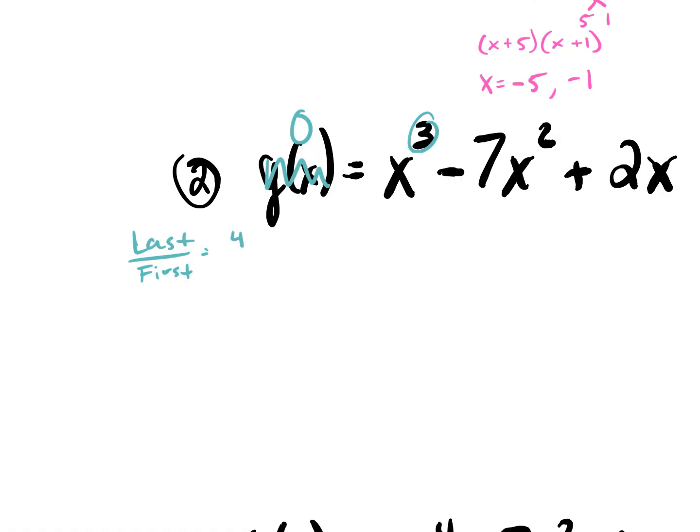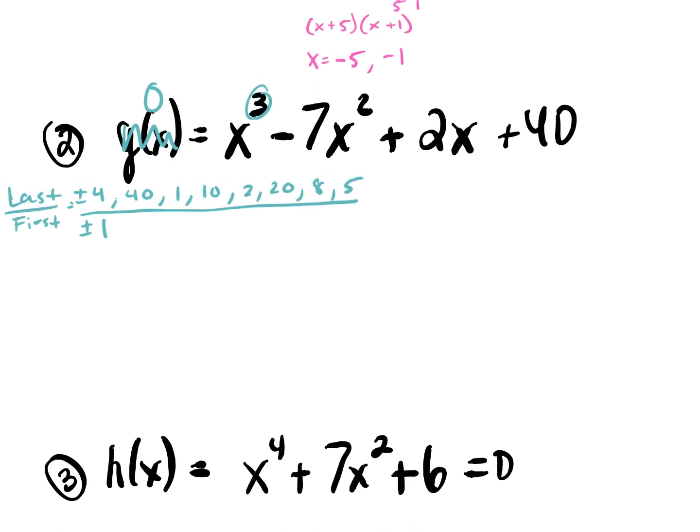4, plus or minus, you said 4 and 40? I said 1 and 40. Oh, 1 and 40. And then 4 and 10. 2 and 20. 8 and 5. Anything else? We can start with these for now. I think that's all of them. Over factors of the first, which would just be 1. So we're just dealing with whole numbers here. Inside the box, we have 1, -7, 2, and 40.